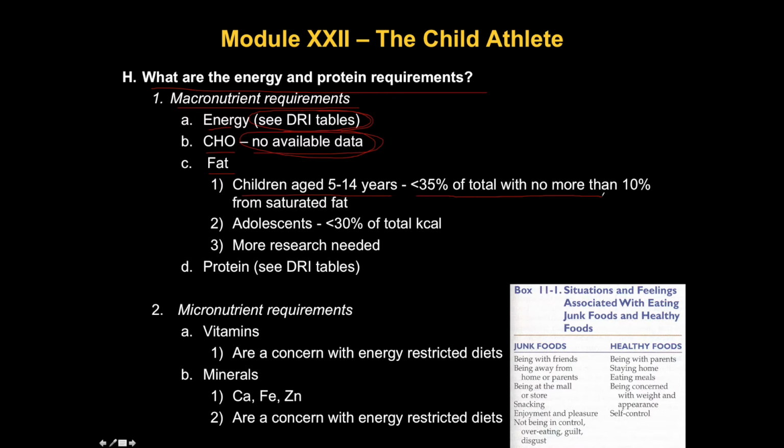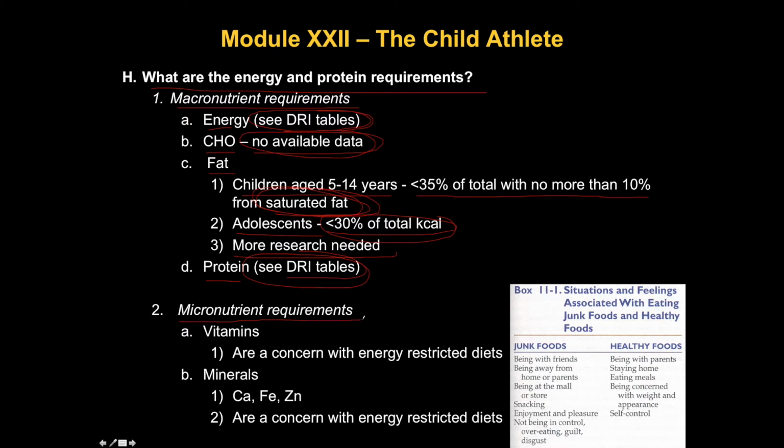As far as fat, children aged 5 to 14 years of age, less than 35% of total kilocalories should be coming from fat, with no more than 10% coming from saturated fat, simply because of the concern for cardiovascular disease. As far as adolescents are concerned, less than 30% of total kcals should be coming from fat for the adolescent population. However, we still need more research in these areas. As far as protein is concerned, I would refer you to the DRI tables once again.